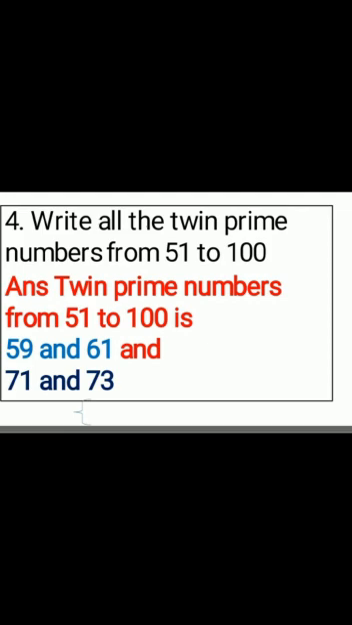One pair is 59 and 61, because the difference between 59 and 61, that is 61 minus 59, is 2. And the second pair of twin prime numbers from 51 to 100 is 71 and 73, that is 73 minus 71 is 2. So the difference between the two numbers is 2. So the two pairs of twin prime numbers from 51 to 100 are 59 and 61, and 71 and 73.